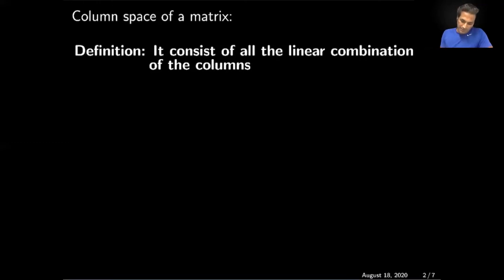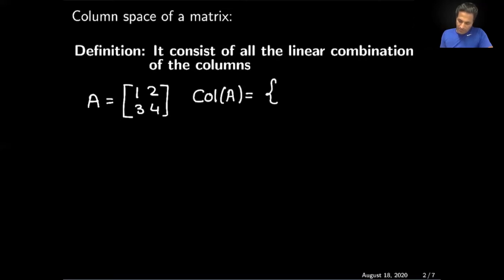For example, if a matrix A is [1, 2; 3, 4], then the column space, which is sometimes denoted by Col(A), is all the possible linear combinations alpha times the vector (1, 3) plus beta times the vector (2, 4), where alpha and beta are real numbers.